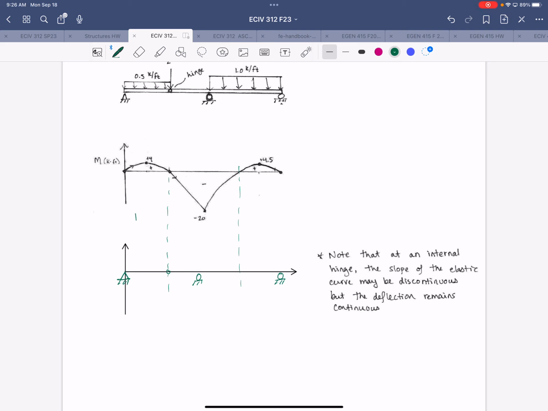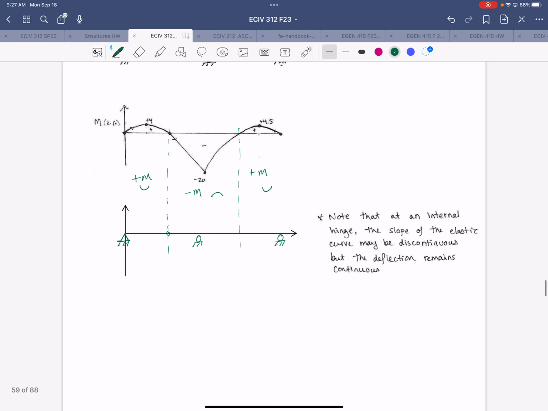So this first region, we're going to have positive moment. So we know that beam will be concave up. And then in the middle portion, we have negative moment. So the beam will be concave down. And then in the last segment, we have positive moment. So the beam will be concave up. I'm going to go ahead and label the elastic curve diagram there.